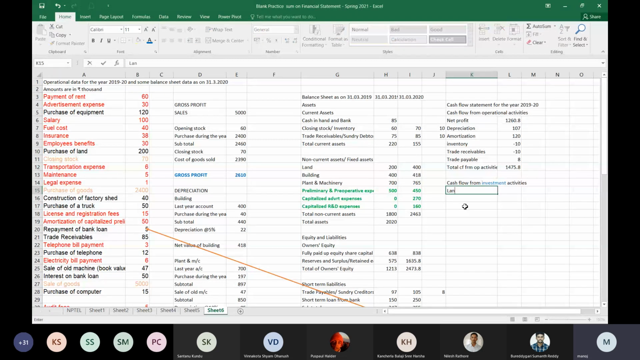One is land. If you sell anything, then cash comes in. If you buy anything, cash goes out. So land, last year it was 200, this year it is 400. So 200 worth of land was purchased. So it is equal to minus whatever you have purchased, because it is cash going out. Land is done. Building. Let us see whether we have invested any money in building. If we have invested, that should come here as negative cash flow because this money has gone out.